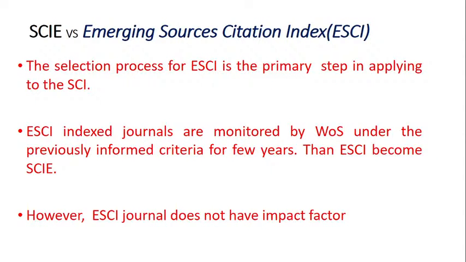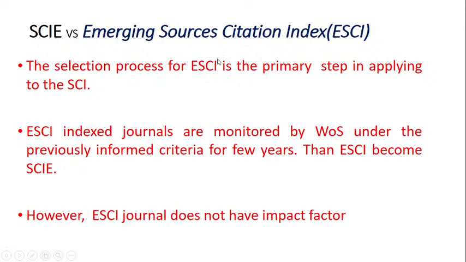So now I want to differentiate the difference between SCIE and ESCI. SCIE, I already said, is Science Citation Index Expanded. Another one is Emerging Sources Citation Index. You look at the difference, right? Let us differentiate these two. The selection process for ESCI is the primary step in applying to SCIE. So this is SCIE, should be right? Primary step. The information on the web is available like that, so I put SCIE. So originally it should be SCIE. So this is the primary step, right?